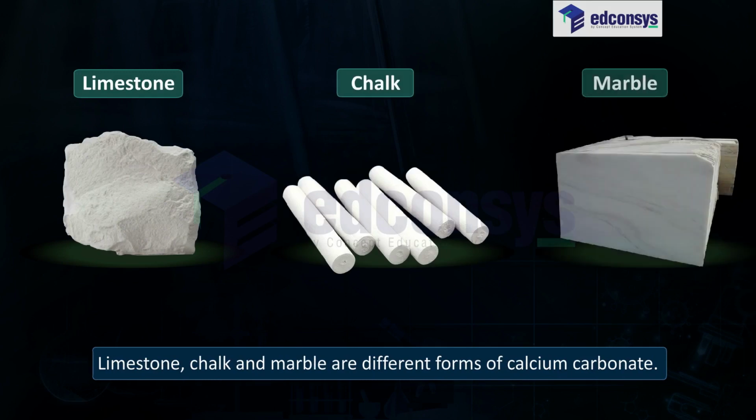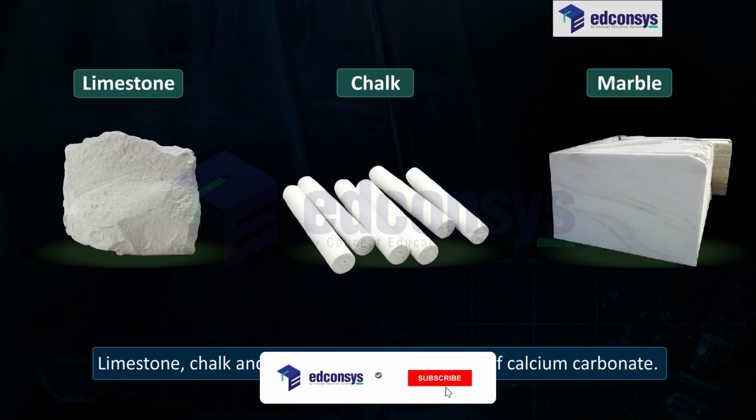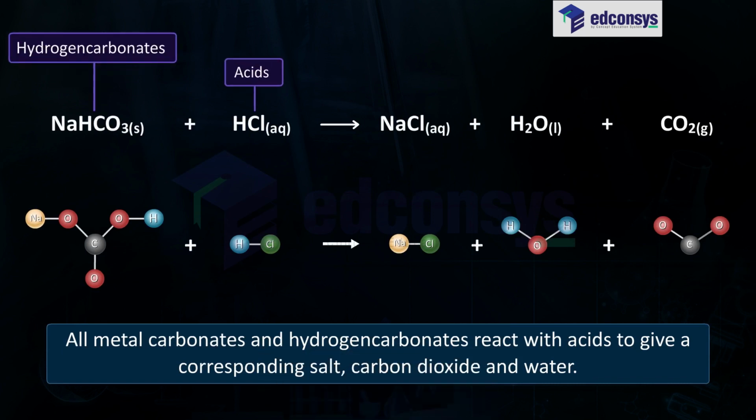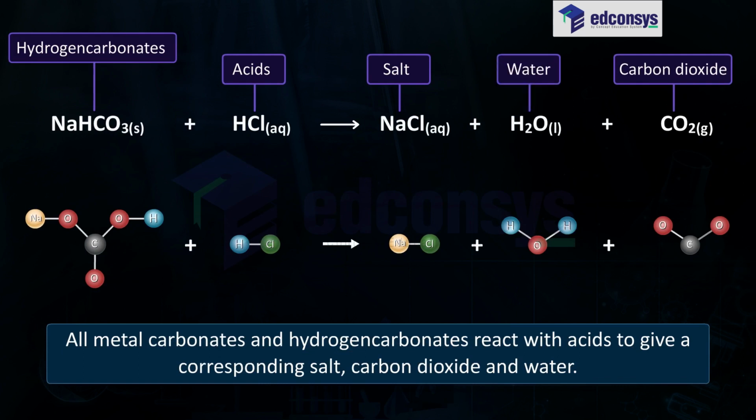Limestone, chalk and marble are different forms of calcium carbonate. All metal carbonates and hydrogen carbonates react with acids to give a corresponding salt, carbon dioxide and water.